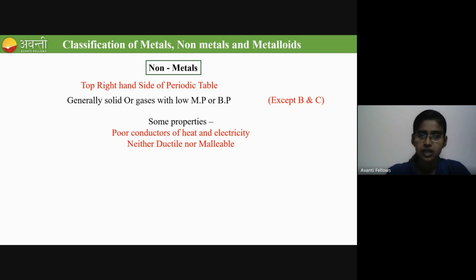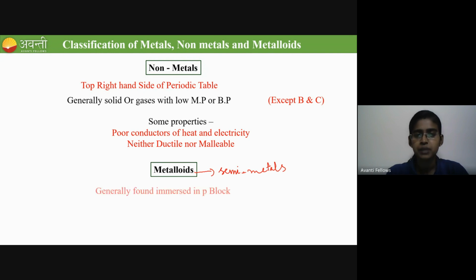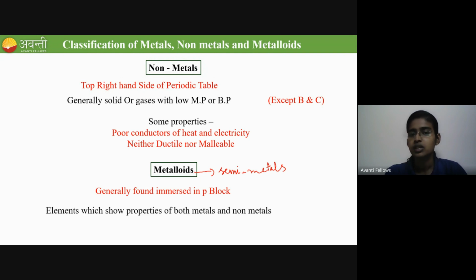And coming to the last one, that is metalloids. So metalloids are otherwise called semi-metals. Okay. Most of the metalloids you can find in the P block. So generally they are found embedded in the P block, and the elements which show the properties of both metals and non-metals are called semi-metals or metalloids.